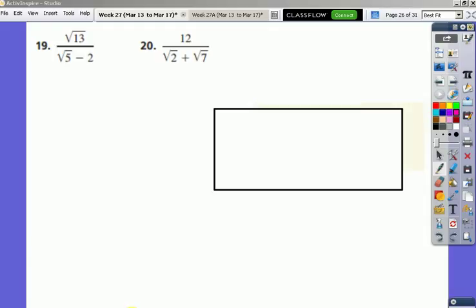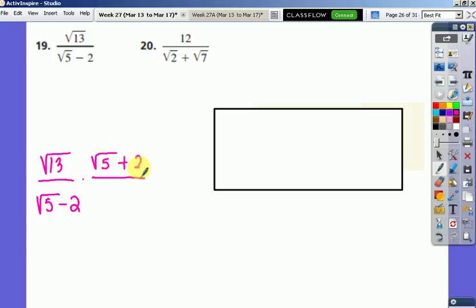So, number 19. What is the conjugate pair to root 5 minus 2? Root 5 plus 2. So, I'm going to take my original problem, and I'm going to multiply by root 5 plus 2 in my numerator and in my denominator.